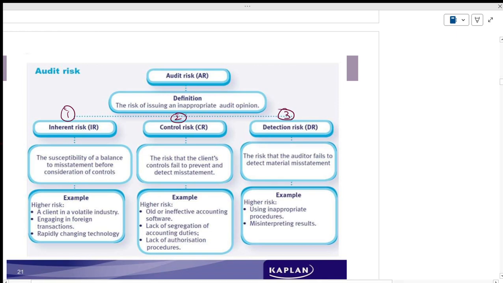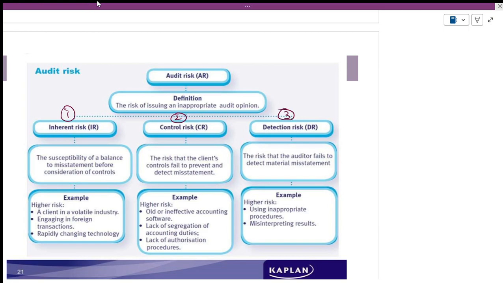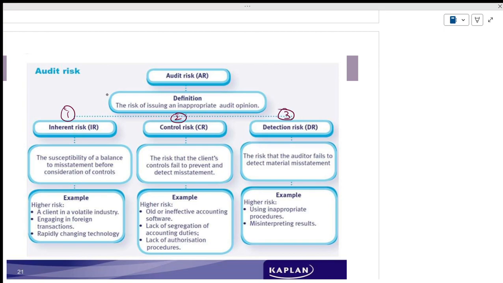Audit risk consists of three different concepts. When we say audit risk, it means you will have an inherent risk, a control risk, and a detection risk.